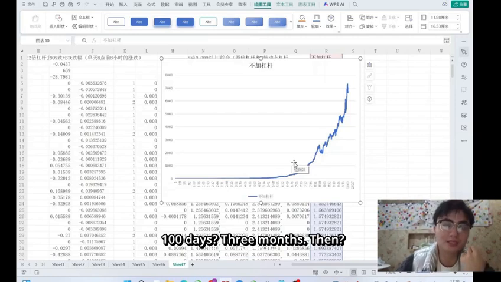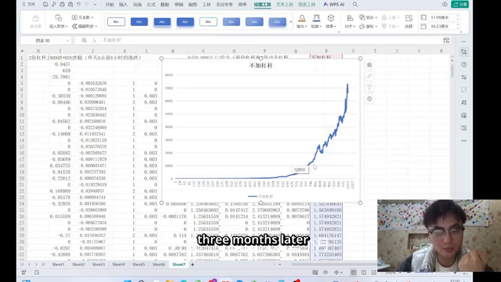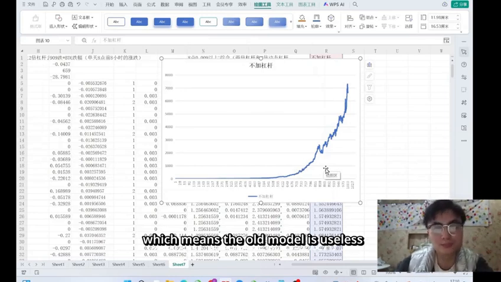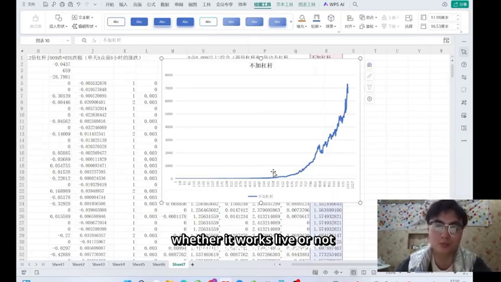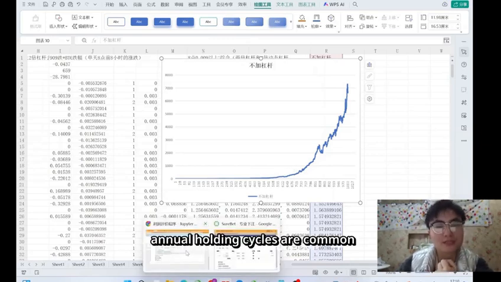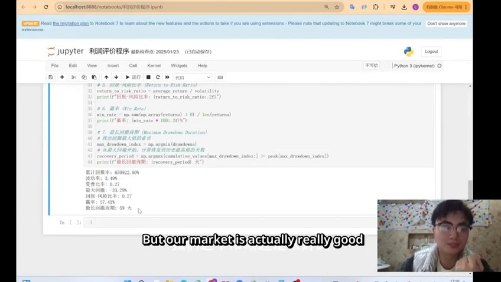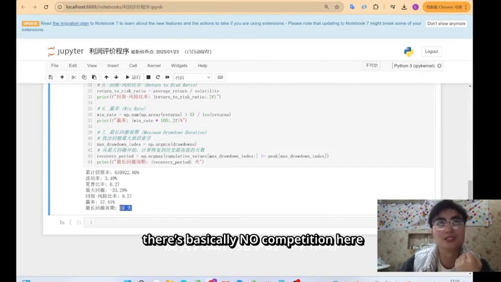100 days, 3 months, then. We take 3 months to develop a model. 3 months later, your new model is out, which means the old model is useless. Whether it works live or not, you might just scrap it. We're strict, but in stocks, annual holding cycles are common. Everyone does that. But our market is actually really good. There's basically no competition here.